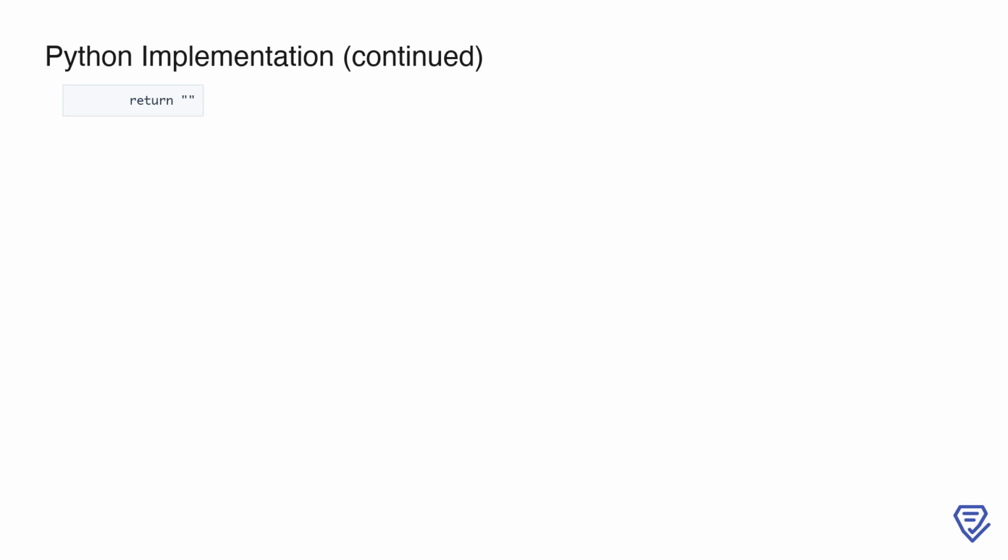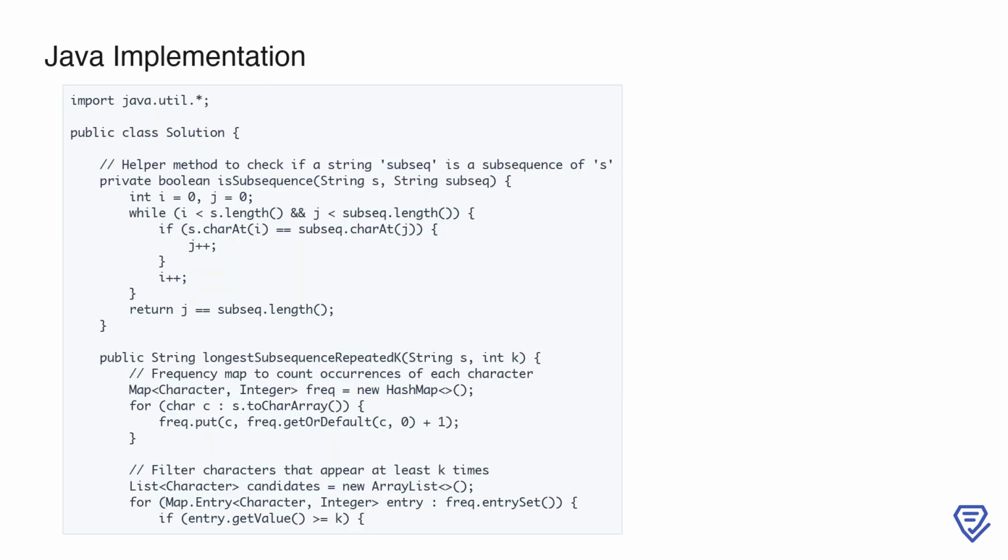Here, we start by importing the necessary libraries and defining our Solution class. The first method, isSubsequence, is a helper function that checks if a string subsec is a subsequence of another string s. This is done using two pointers, one iterating over the main string s and another over the potential subsequence subsec.